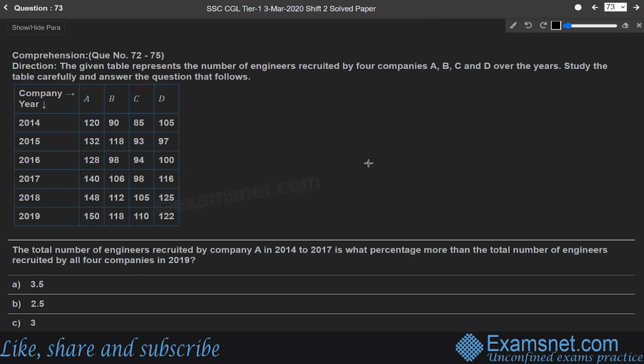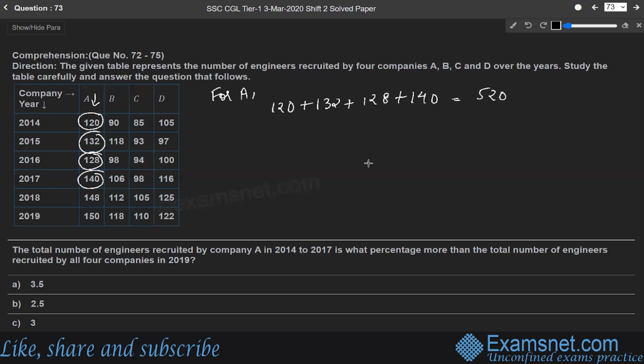Firstly, let us find the total number of engineers recruited by company A from 2014 to 2017. Okay. So company A has 120 engineers in 2014, 132 in 2015, 128 in 2016, 140 in 2017. So its total will be 120 plus 132 plus 128 plus 140. This is the total number of engineers recruited by company A from year 2014 to 2017. Okay. So its total will be 520.